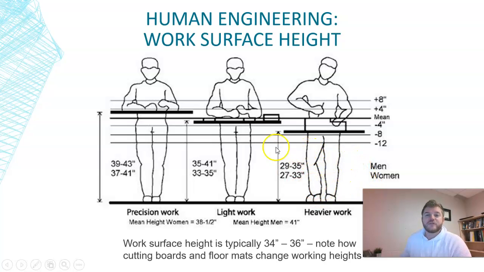For heavier work, you go lower because you get a little bit more torque and a little bit more strength on doing those. So generally, we just go right in the middle because we want all of our tables around the same height. 34 to 36 inches is pretty good. And we can raise tables or lower them by putting cutting boards on top of tables, or we put floor mats below, and we can raise ourselves up higher.